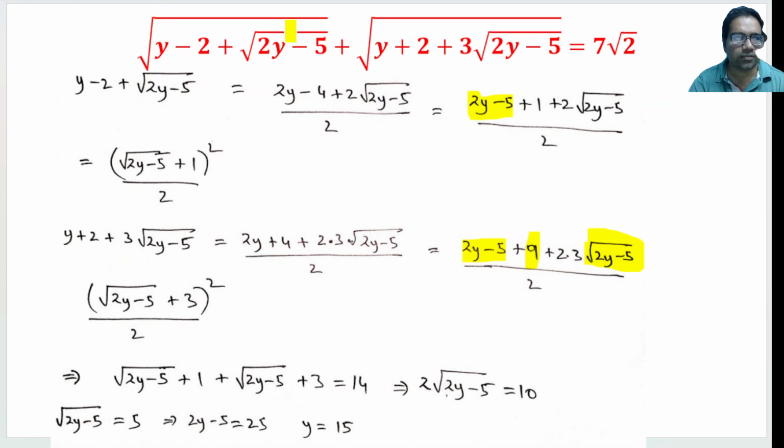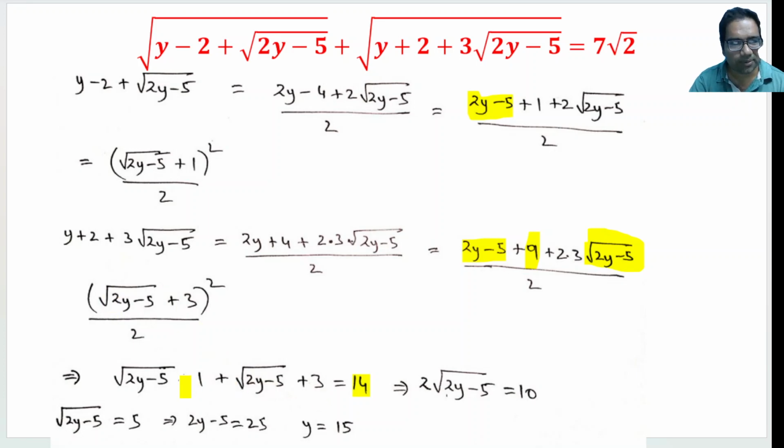The square and the root will cancel, but there is a 2 here, so it will become by under root 2. We'll be left with one root. Similarly, in this expression, the root and the square will cancel, but the denominator will have a root 2. If we send that root 2 to this side, it becomes root 2 into root 2, which is 2, so 7 into 2 is 14. So the right side will become 14, and the left side will become under root 2y minus 5 plus 1, and under root 2y minus 5 plus 3.